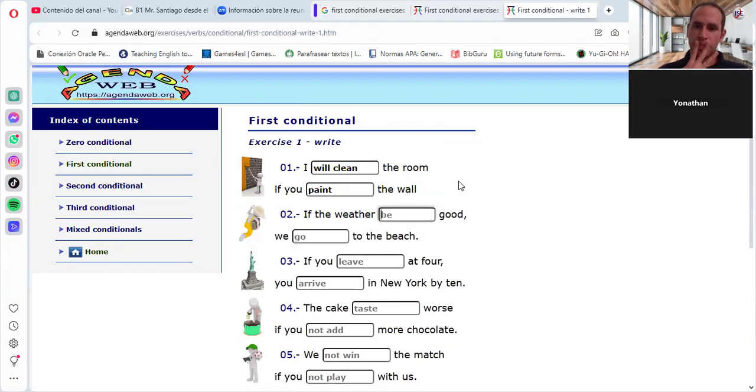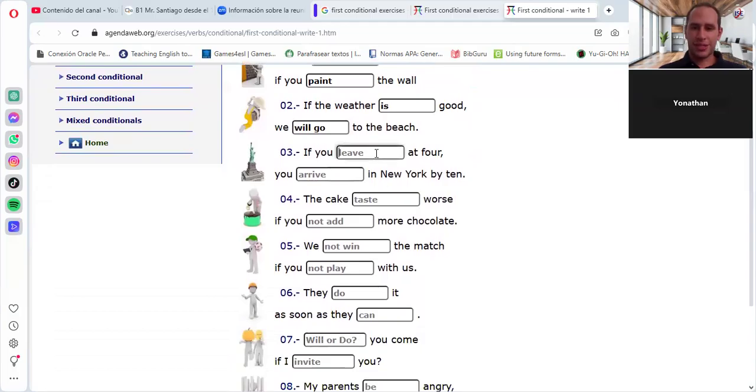If the weather be good, present simple of be. If the weather was... Be careful, that's past simple. Present simple, we have three options: is, are, or am. In this case, we use is. If the weather is good, we will go to the beach. Awesome, well done. Next one.